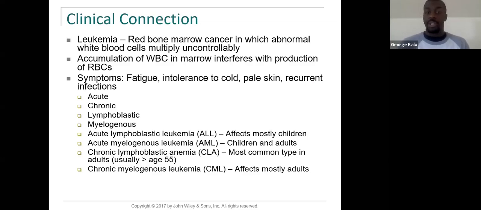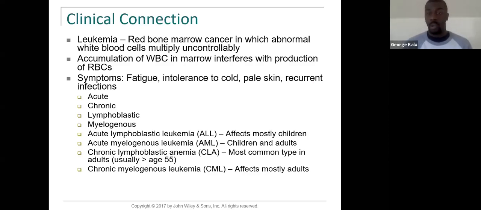Okay? And so you end up producing large amounts of white blood cells that don't work the way they're supposed to be working. And that also is taking away from the red blood cells that you're supposed to be producing here. Okay? And so as a result, the symptom that people typically experience when they're dealing with leukemia is fatigue, because again, they don't have as many red blood cells as they should. Okay? And so they're going to have a harder time delivering oxygen to help them produce ATP.